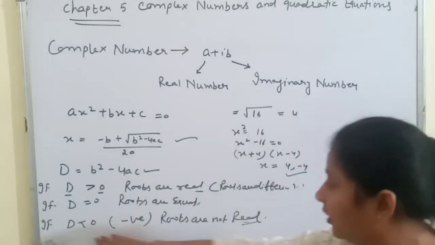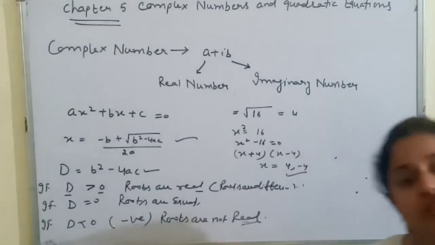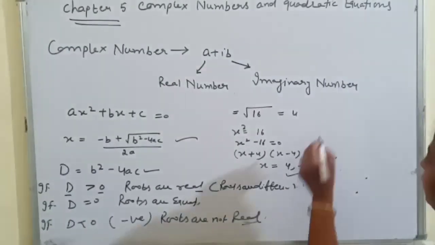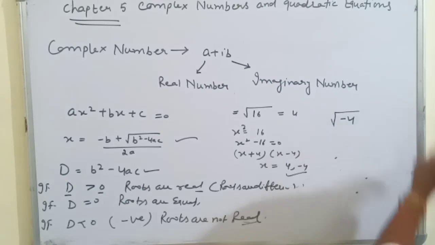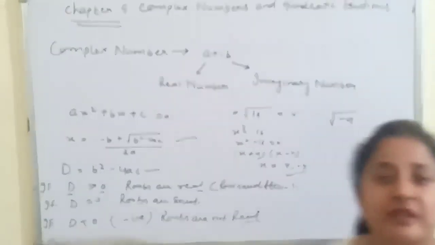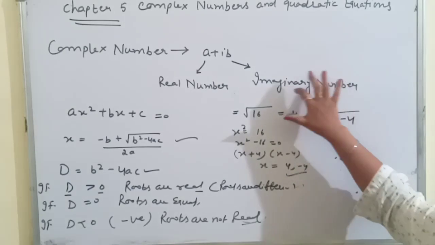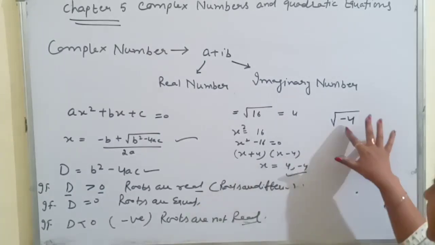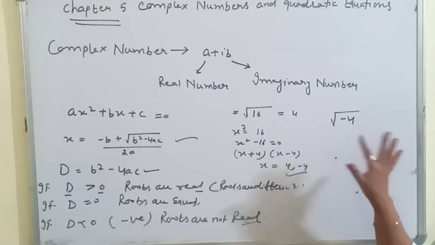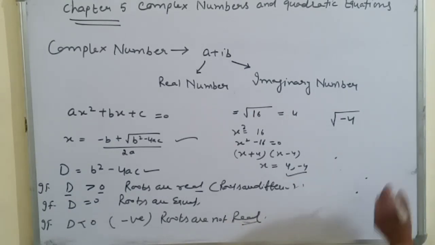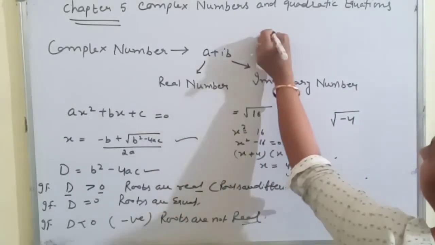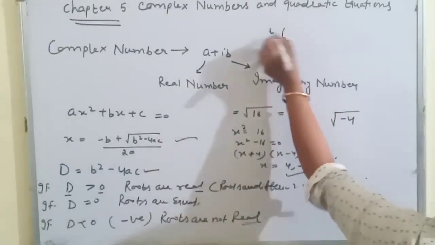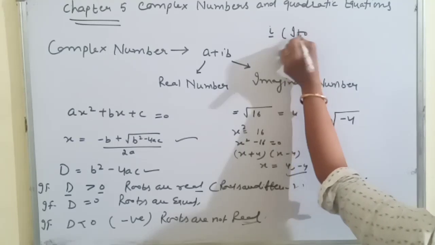Now when we have a negative integer, we have to find the square root of a negative number. Suppose we have to find the square root of minus 4. So what will we do? We will use iota here, which helps us to find the square root of a negative integer. So that iota is called the imaginary number. This is the iota, i in small letters. This is the symbol.